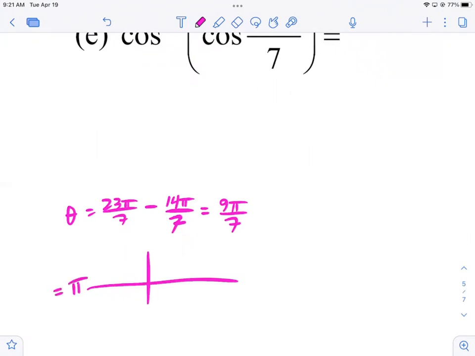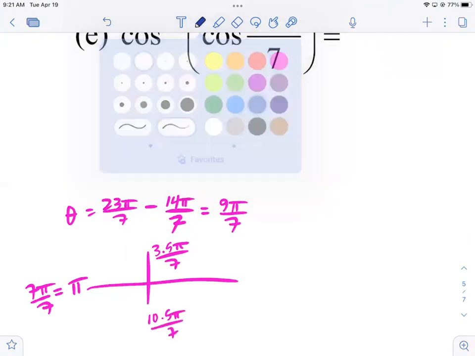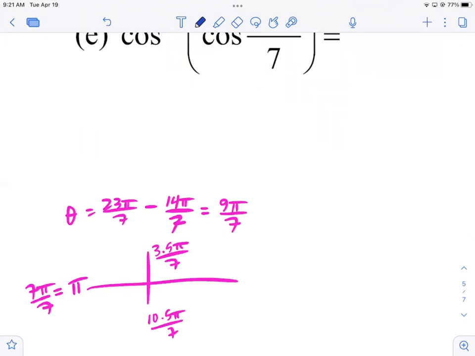Here's pi, right? Remember this, which is 7 pi over 7. So up here is 3.5 pi over 7. So now what's 7 plus 3.5? 10.5 pi over 7. So now you can figure out where 9 lives. Which quadrant? Quadrant 3. Boom. So quadrant 3 is not in the PVR. No, it is not. It's the legal angle.